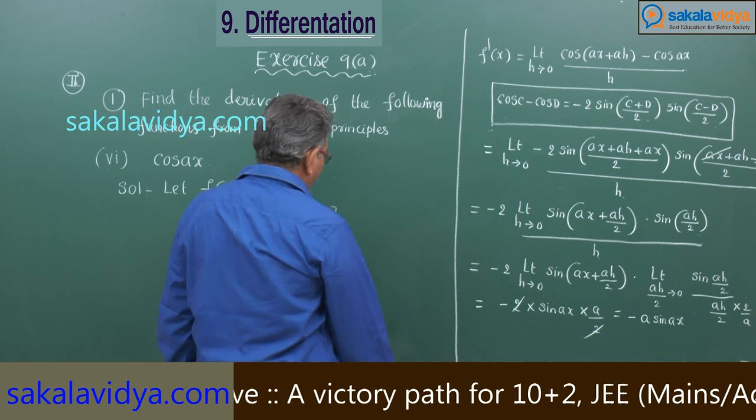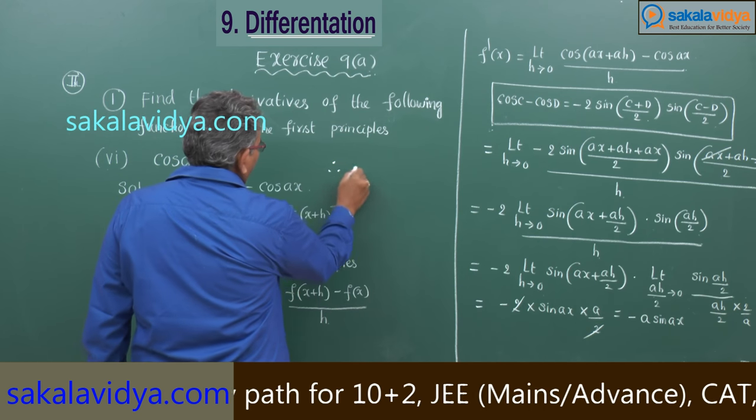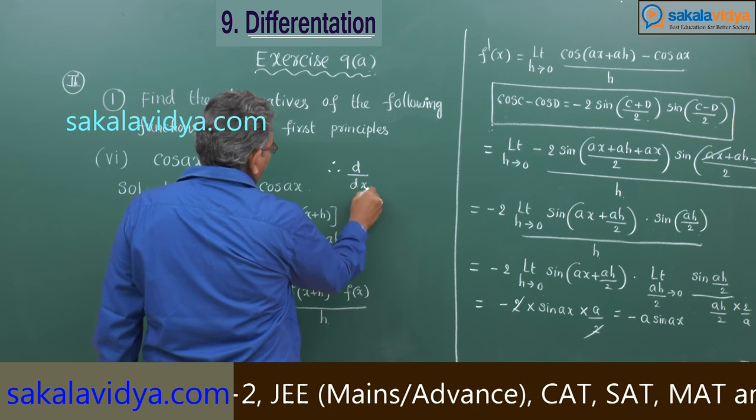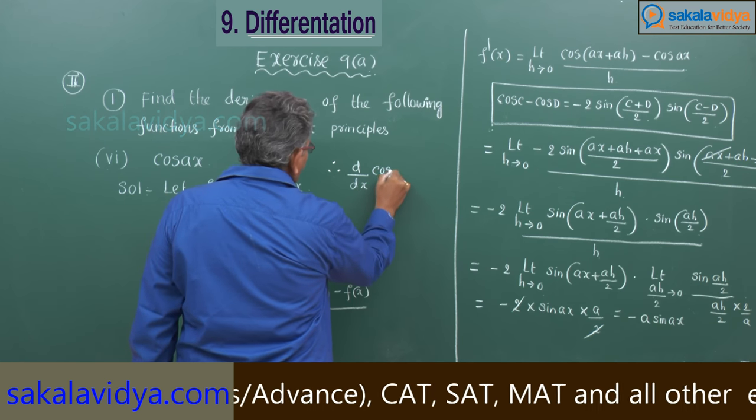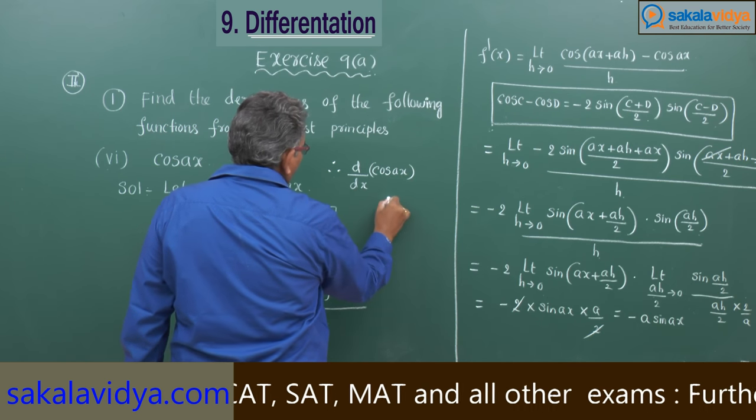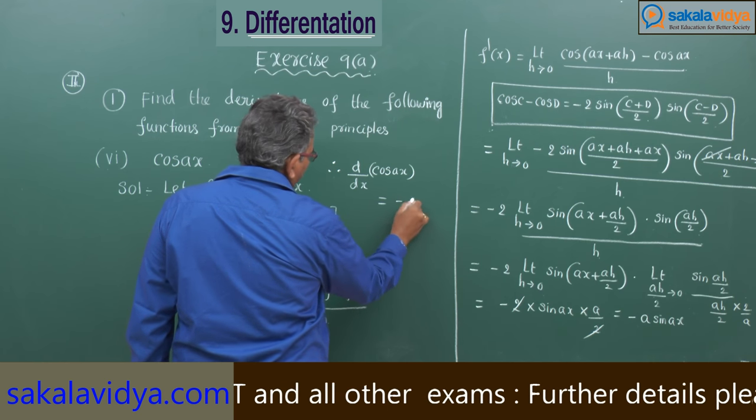Therefore, d by dx of cos ax is minus a sin ax.